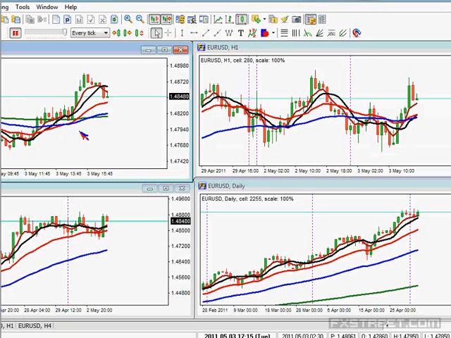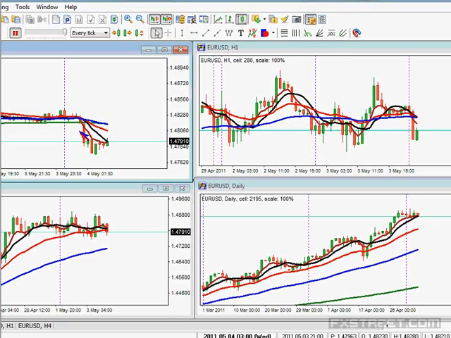And the whole trend just starts again. And now 15-minute is above the 21 again. Goes on and on and on. Just repeats itself.